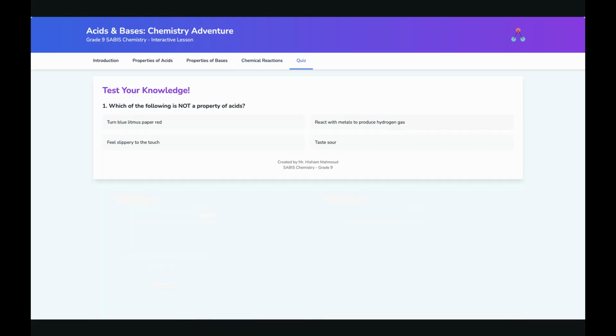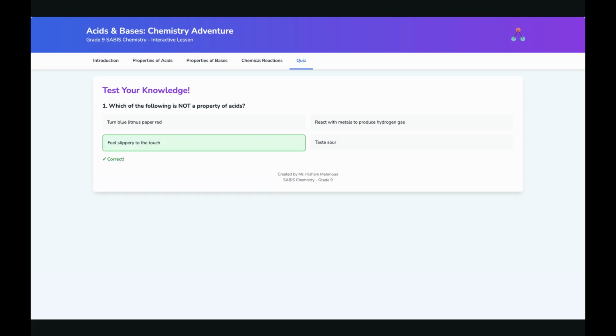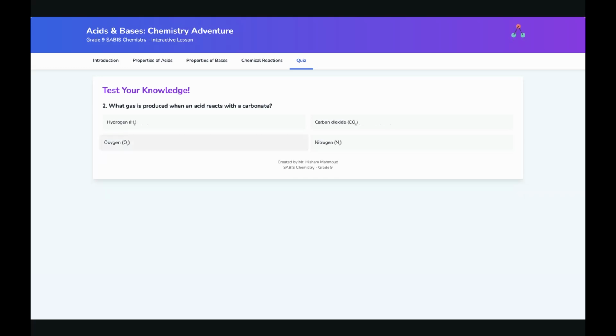Let's see a quiz. Which of the following is not a property of acids? It turns blue litmus paper red. It feels slippery to touch. Reacts with metals to produce hydrogen gas. Tastes sour. The answer is that it feels slippery to touch, which is wrong for acids. The bases are the ones that feel slippery.